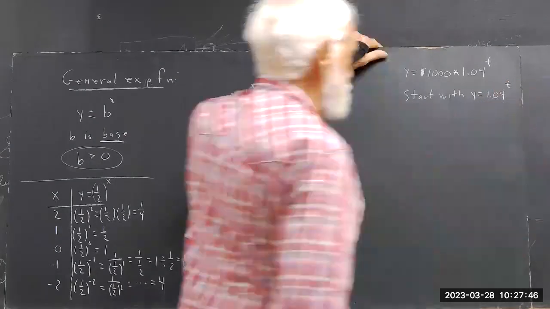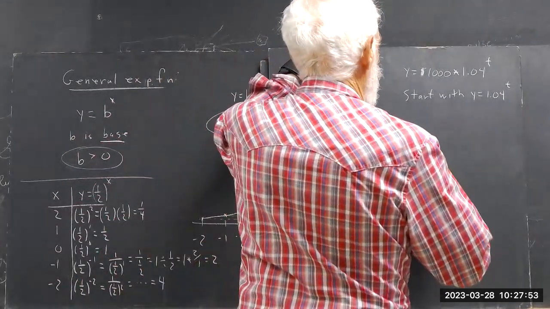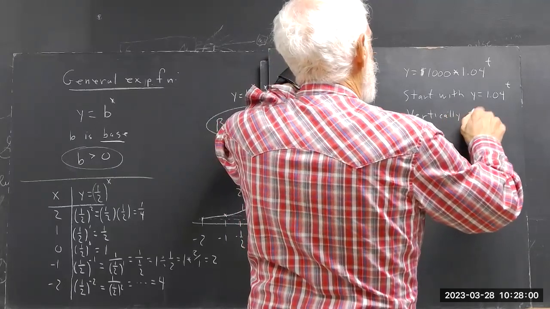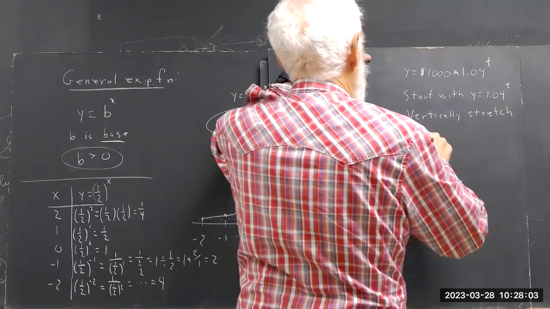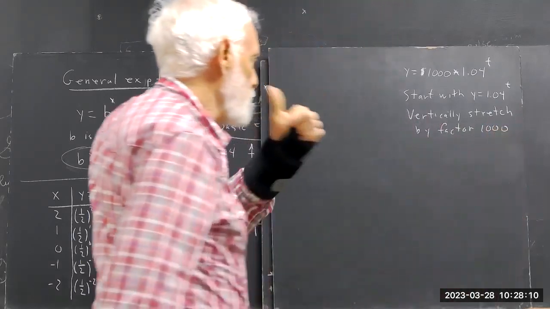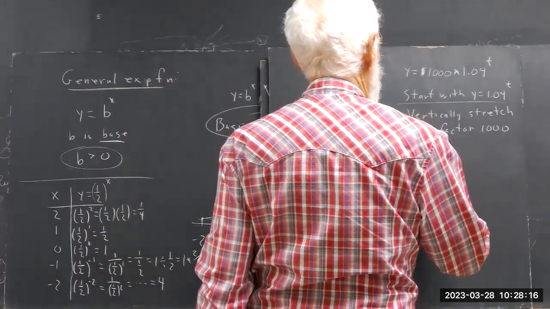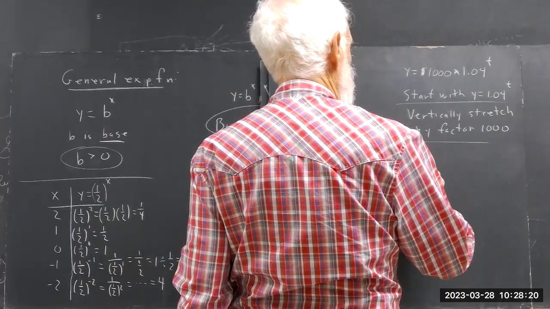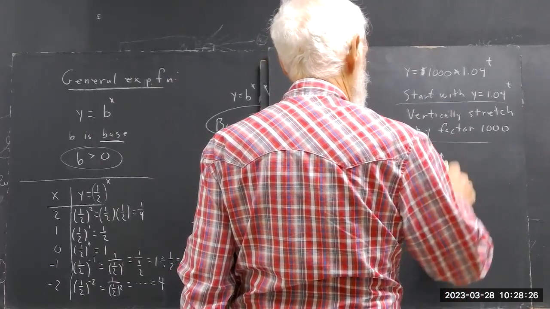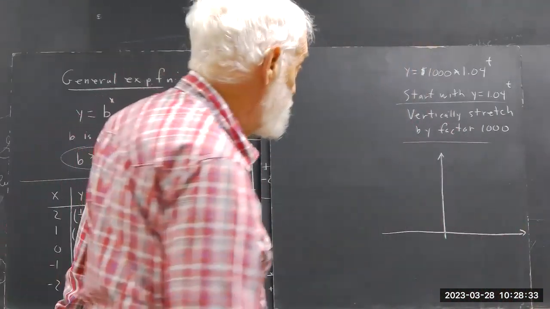Start with the function y equals 1.04 to the t, and vertically stretch it by a factor of 1,000. The graph is going to look something like this.